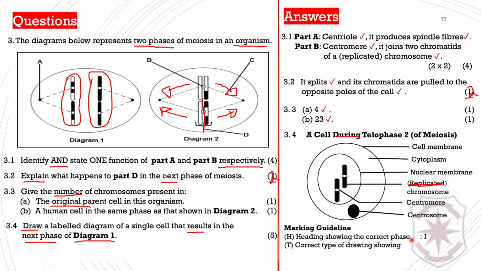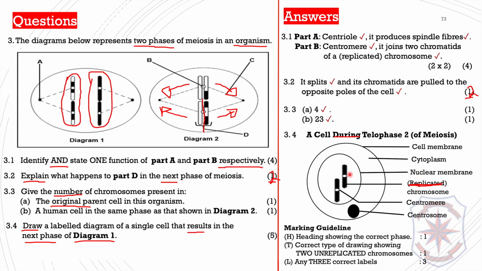And then the next thing, the correct type of drawing. You drew only one cell because the question says a single cell. Okay? Your cell must include 2 unreplicated chromosomes, either these 2 shaded like that or those 2 shaded like that, to qualify for the mark for the correct type of drawing. So it should show 2 unreplicated chromosomes, and in the shades, either those or those. Okay, to qualify for that 1 mark. And then any 3 correct labels. So any 3 correct labels.